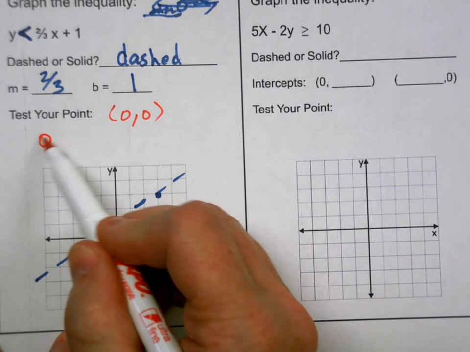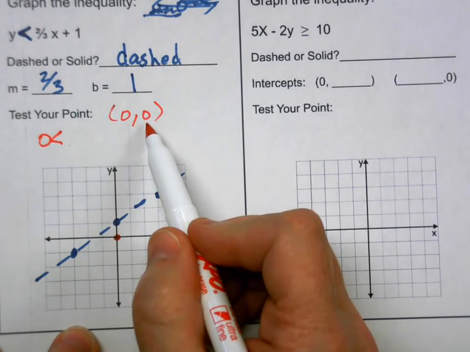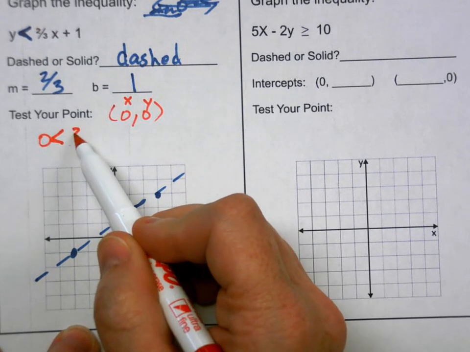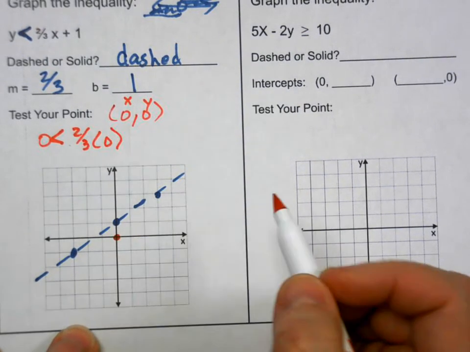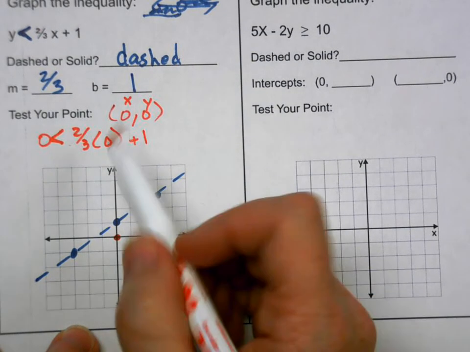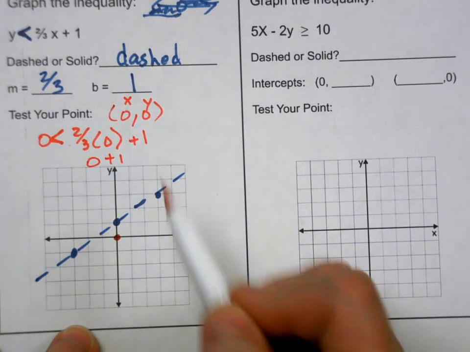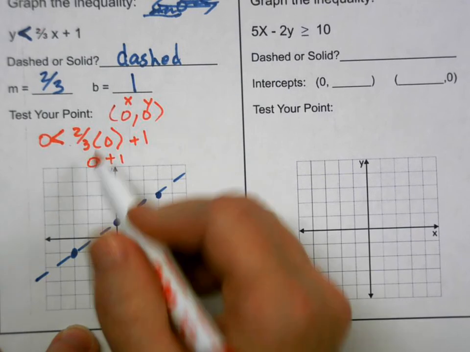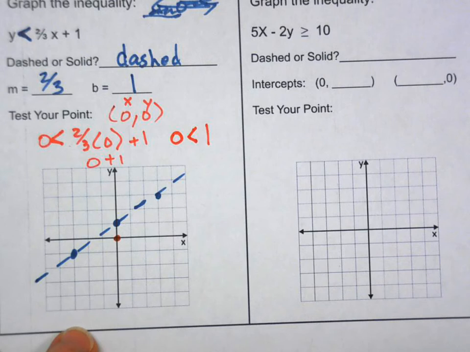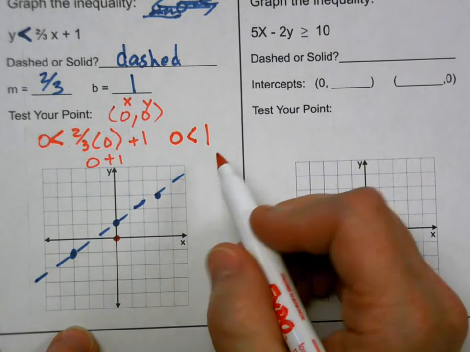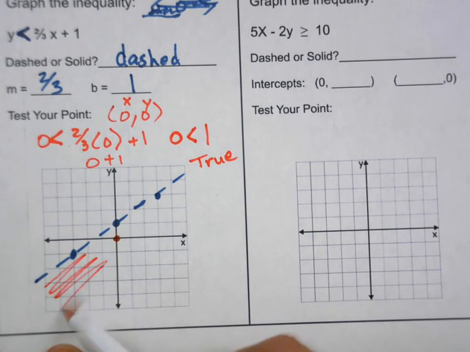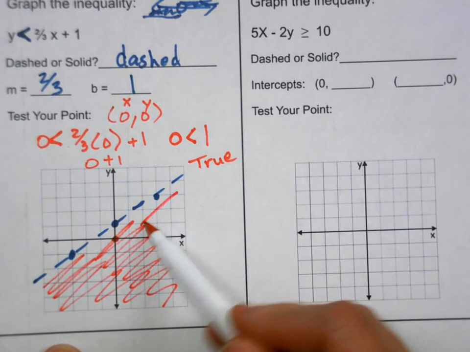No. So we've got 0 because I'm substituting 0 in for my y, right? This is my x and this is my y. So 0 is less than 2/3 times 0 plus 1. Well, what's 2/3 times 0? 0. So 0 plus 1 is 1. So my final answer here is 0 is less than 1. Is that true? Yes. 0 is less than 1. That is true, which means this is my true side, and it's the side that I'm going to shade.